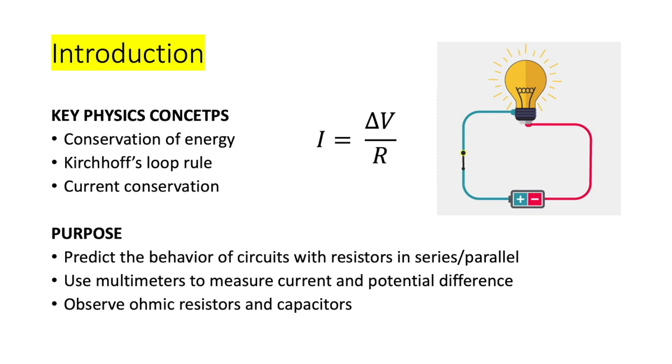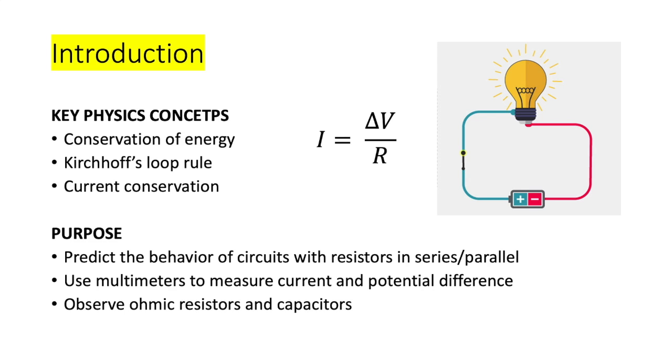In studying circuits in this lab, we rely on multiple key physics concepts to make sense of our data and observations. The first is conservation of energy, which states that no energy can be created or destroyed within a system. The second is similar to the first, which is current conservation. This experiment also depends on the loop rule, which states that the potential difference around a loop is zero. Lastly, we'll use the equation seen on the right that states that current is equal to the change in electric potential divided by the resistance.